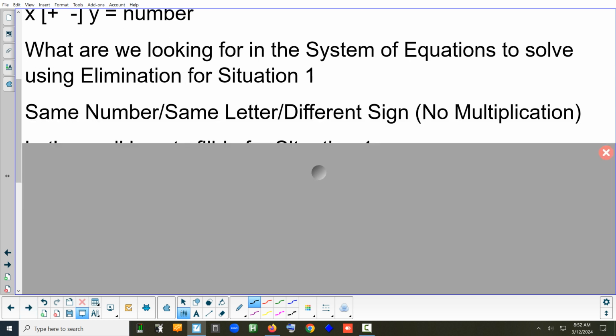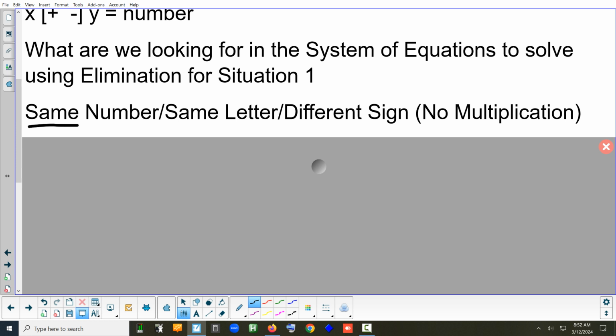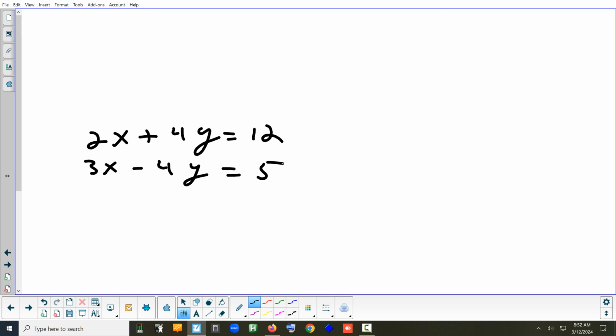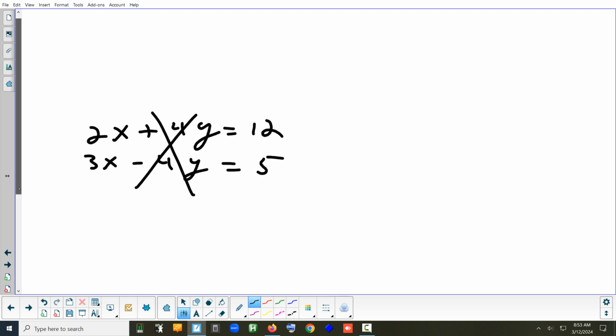Okay, so remember in situation 1, we already have this. You already had problems that had same number, same letter, different sign. Okay, so the first type of problem we did yesterday was something like this. What is going to cancel out there if I were to solve that? The 4y and? Yeah, because you already have the same number, same letter, opposite signs. Okay, so that would cancel. So that's the first type that we looked at.